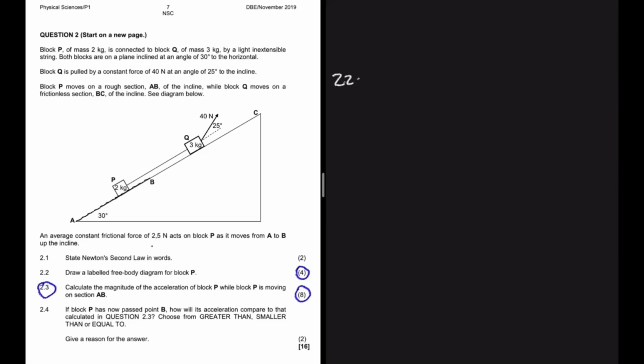So if the question was for 5 marks, we would expect 5 forces to be acting on that body, and so on. So if you find yourself in a position where the question has 4 marks and the free body diagram has 3 forces, you're probably doing something wrong. So let's go and look at object P and see what is happening, right?